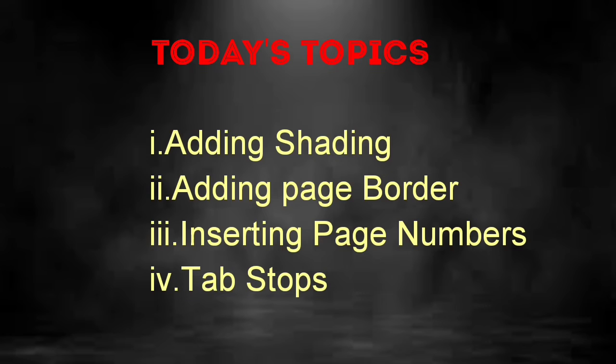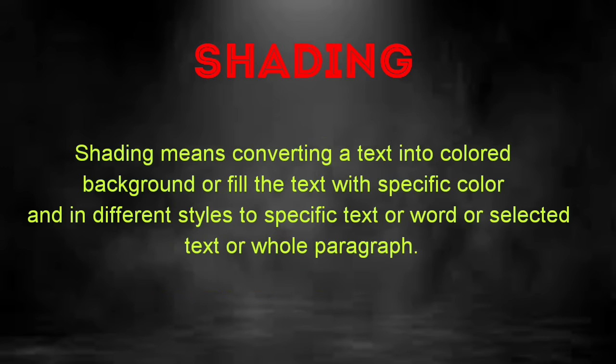So today we will discuss shading, then page border, and then we will go for page numbers, and then we will add tab stops. Okay ji. Well, what is shading? Shading is used to fill the text with a specific color, and it is used to grab the attention of the user.